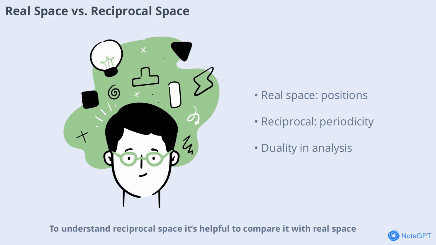To understand reciprocal space, it's helpful to compare it with real space. In real space, we describe the positions of atoms or molecules using coordinates. In reciprocal space, we describe the periodicity and symmetry of these arrangements. Think of real space as a map of where things are, while reciprocal space is a map of how things repeat. This duality is essential for interpreting experimental data, especially in crystallography and solid-state physics.